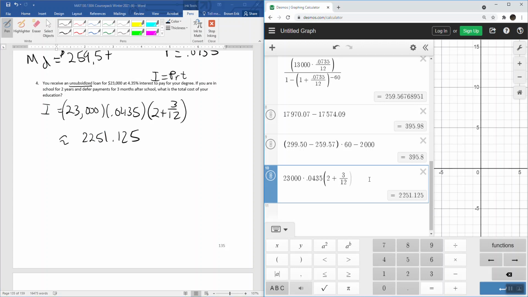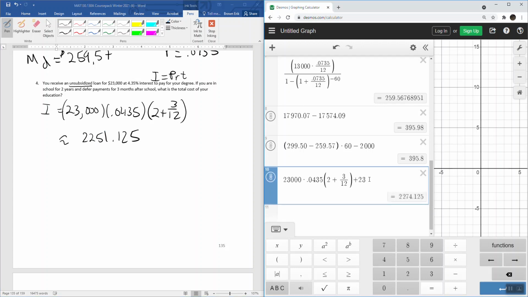Okay, so then I'll add to that the 23,000, and that becomes the P that we're going to calculate the monthly payment on. So P equals $25,251.13. Now, I didn't say this was federal, and I probably should have. So let's assume this is a federal loan, which means the time length would be 10 years. And that rate is still going to be the same, 0.0435. So we just have to plug that into the monthly formula.